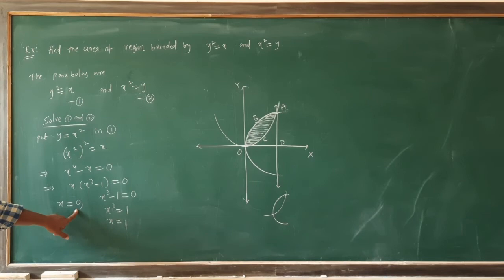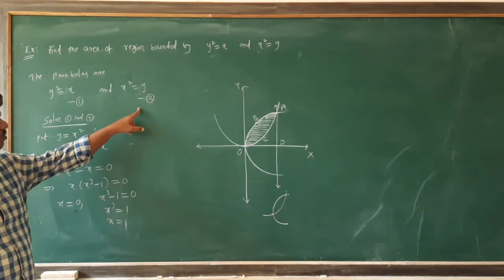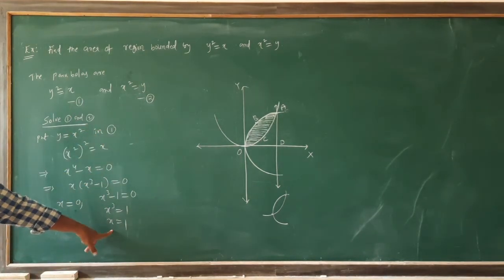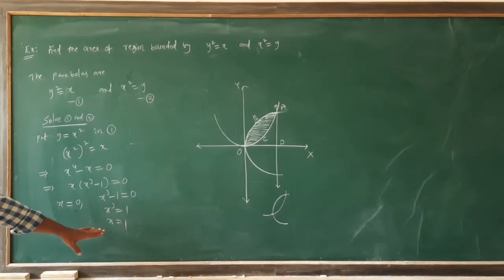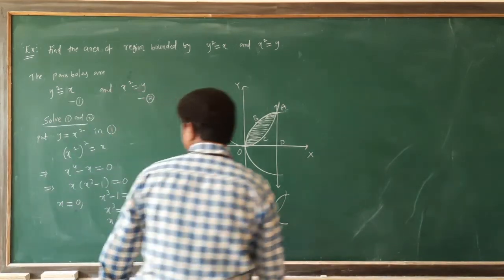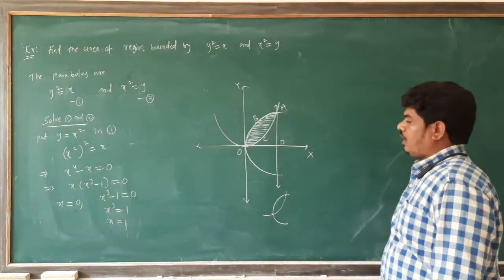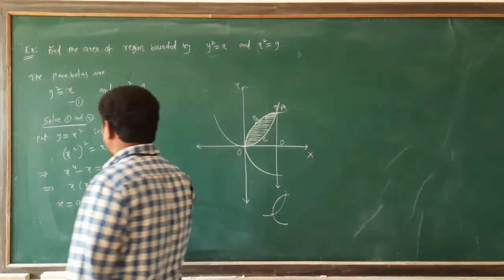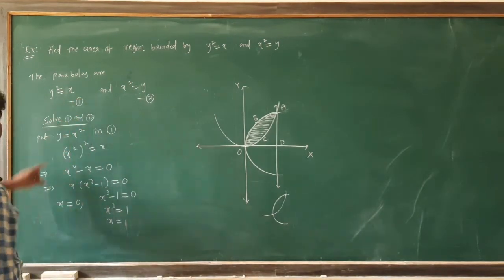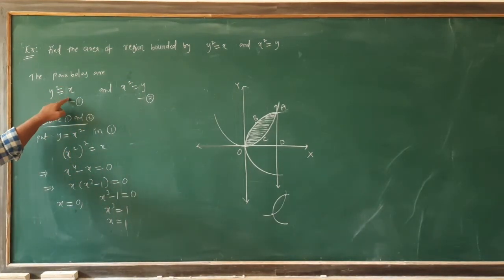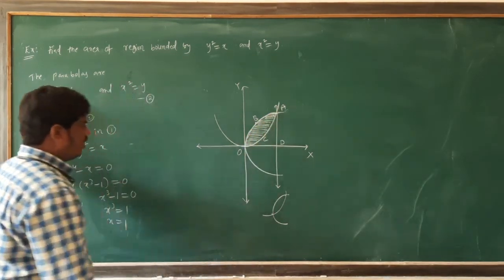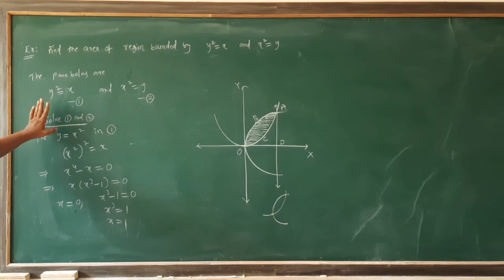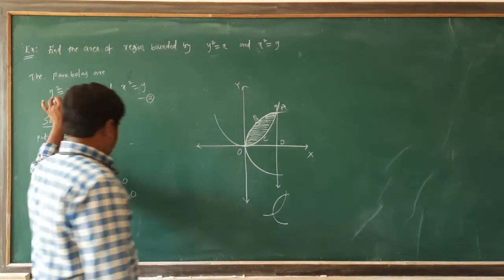Put x equals 0 in 1 or 2, and put x equals 1 in 1 or 2. Here, just take equation 2 only. Put x equals 1 here. If you take equation 1, what value of y will you get? Plus or minus 1. But the point A is in quadrant 1, so we get positive 1. Just take equation 2. Even if you take 1 also, you get the same answer.